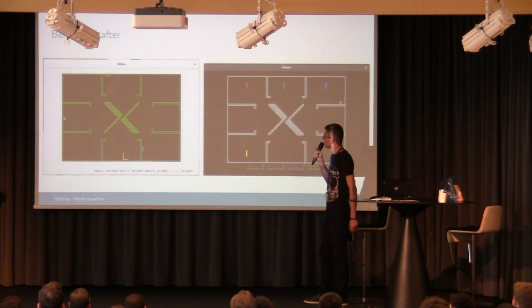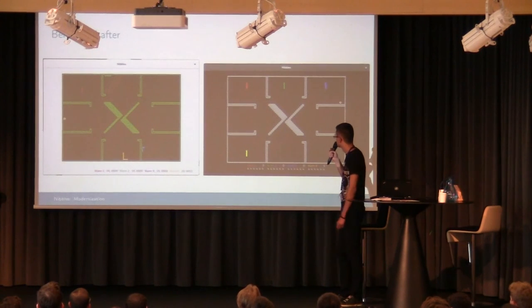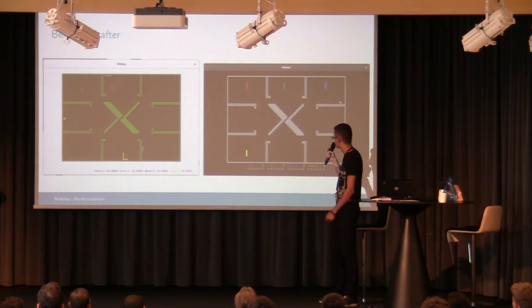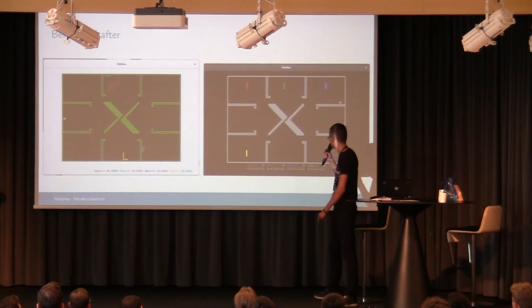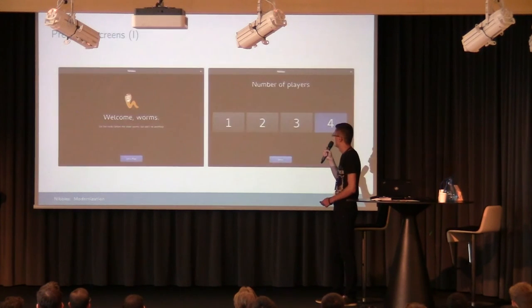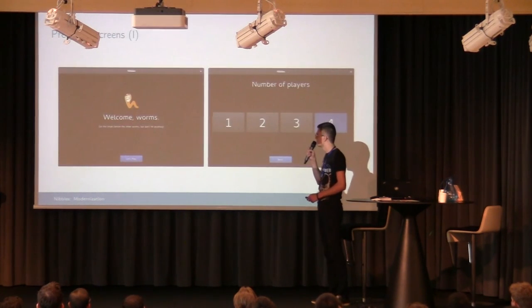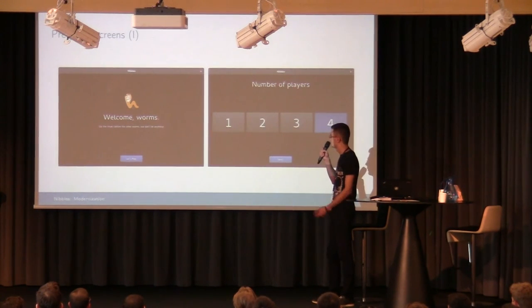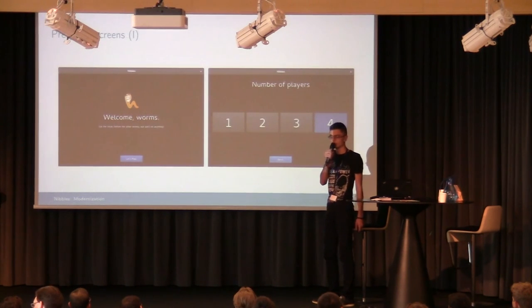So on the left, you can see the game before the port to Vala, and on the right, you can see the updated look: a new retro arcade style look. Also, on the bottom of the screen you can see an updated scoreboard that allows you to easily distinguish between your lives on the bottom row and the score for each worm. Also, I added some pre-game screens that give you some basic information and also allow you to configure some basic settings for the game you're about to play.